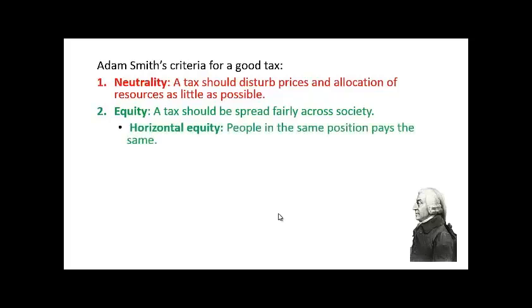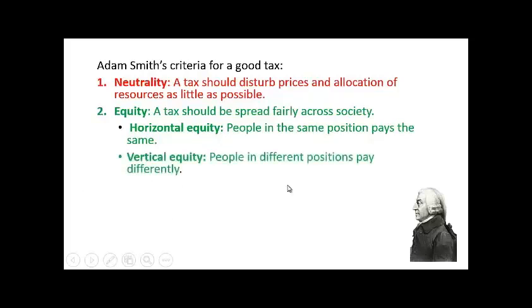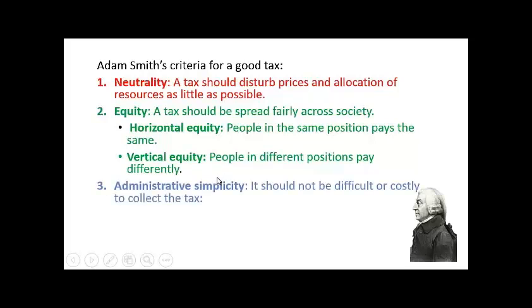So we have two types of equity. Horizontal equity, which means people in the same position pay the same amount of tax, and vertical equity, which means that people in different positions pay differently. In other words, richer people pay more tax and poorer people pay less tax.